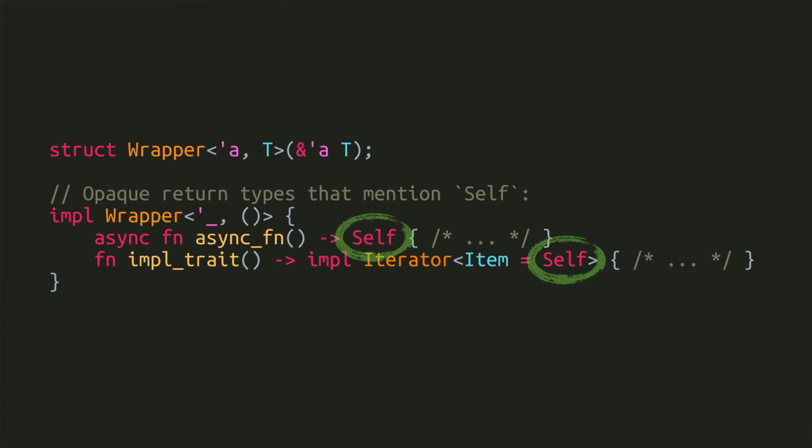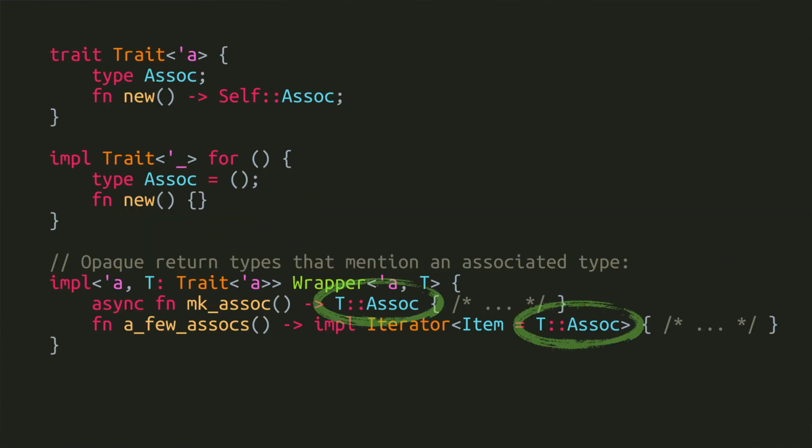Anyway, you can now use self in these returns, which is super nice. You can also use associated types in the same situation. Overall, a good improvement. Number 3.